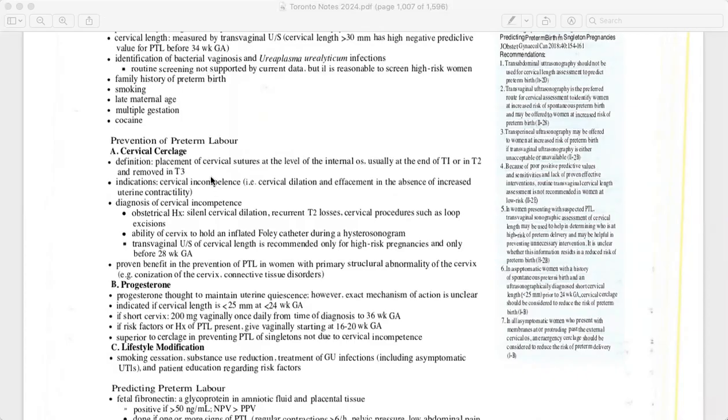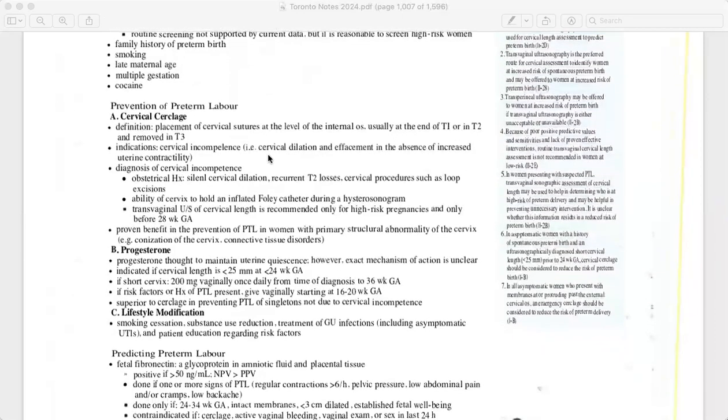The cerclage is the placement of cervical sutures at the level of the internal os, usually at the end of T1 and T2, and removed in T3. So when you are going to do it is basically at the end of T1 and the start of T2, trimester 1 and trimester 2. The indication is cervical incompetence, where you find dilation and effacement, and you are going to do that. The obstetrical history may show silent cervical dilation, recurrent T2 losses.